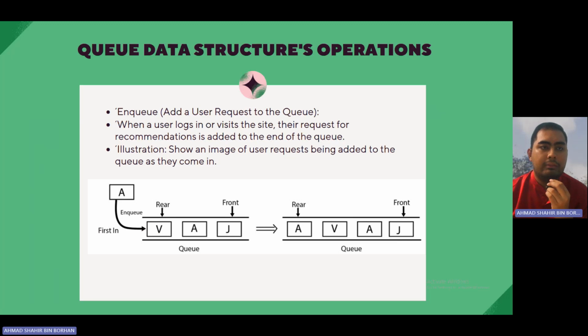Now we will explain more about queue data structure operations. This is the enqueue operation. When the user logs in or visits the site, their request for recommendation is added to the end of the queue. Like the basic operation of enqueue, we insert an element at the tail of the queue. This is the image below for the enqueue operation.